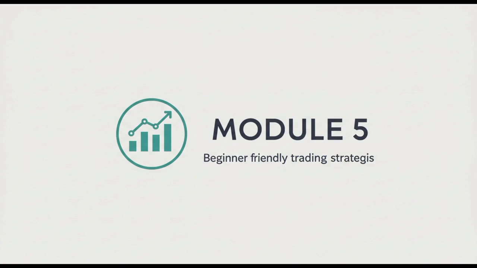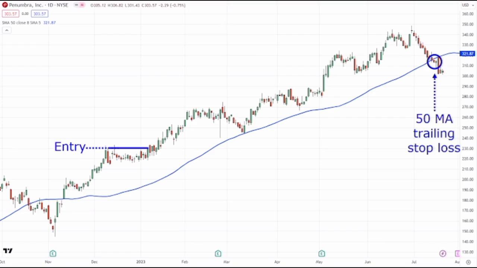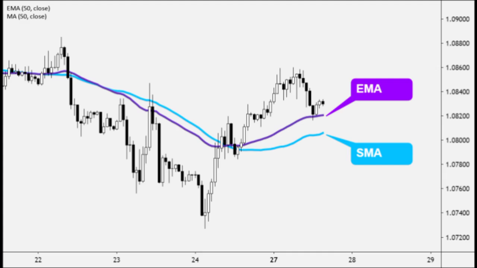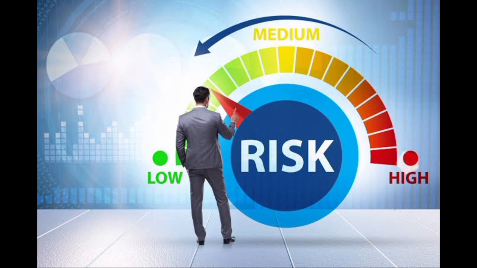In our last lesson, Module 5, we talked about beginner-friendly trading strategies. We learned the importance of trend following. We explored how to trade breakouts. We saw how moving averages can help identify direction. And finally, we introduced risk management basics. Never risk too much on one trade.